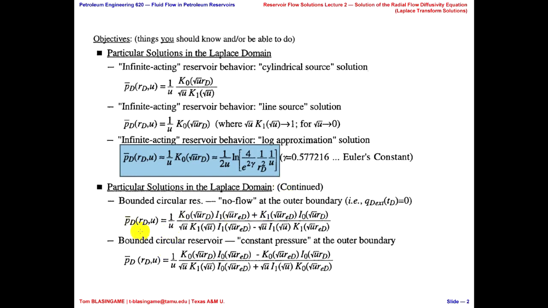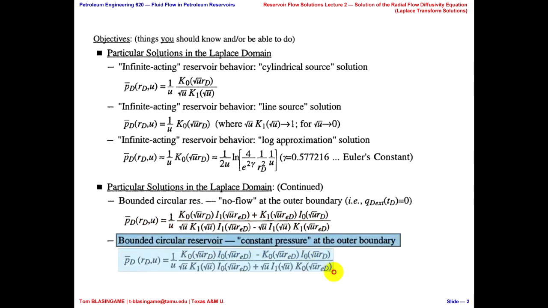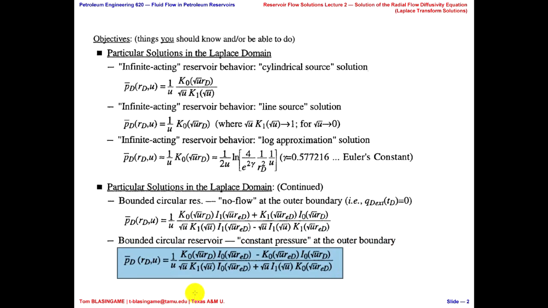Okay, so for a bounded circular reservoir with no flow, that is, the exterior term is 0, then we have this expression. And I know that looks really, really ugly, but we'll talk about how to make it not look quite so ugly. And then the bounded circular reservoir with constant pressure at the outer boundary is kind of similar, but it is different, and it arises from the nature of the outer boundary condition.